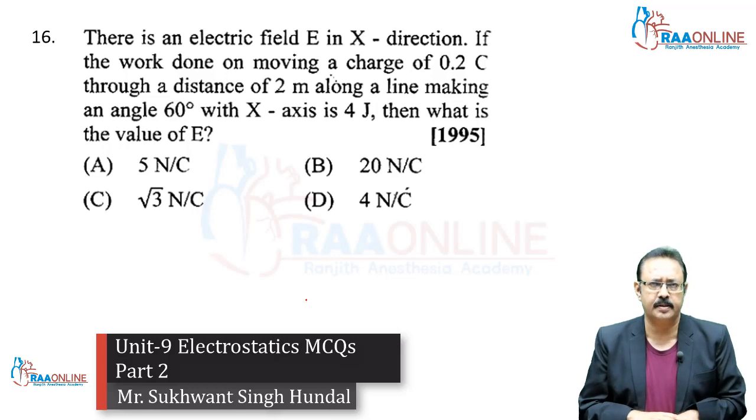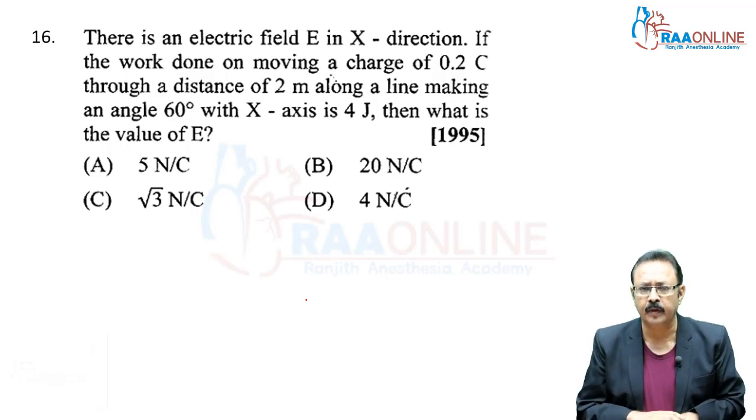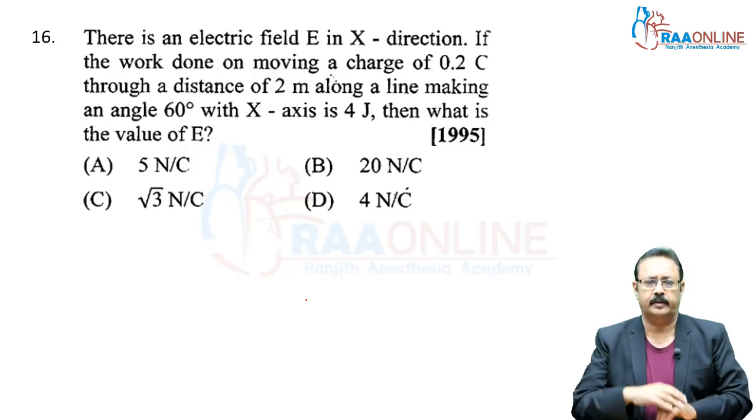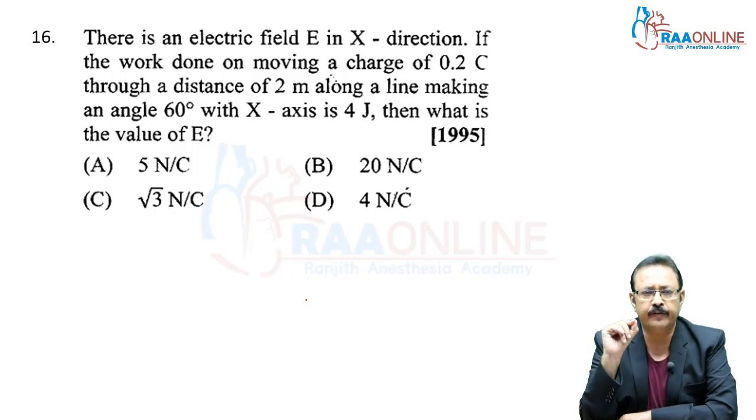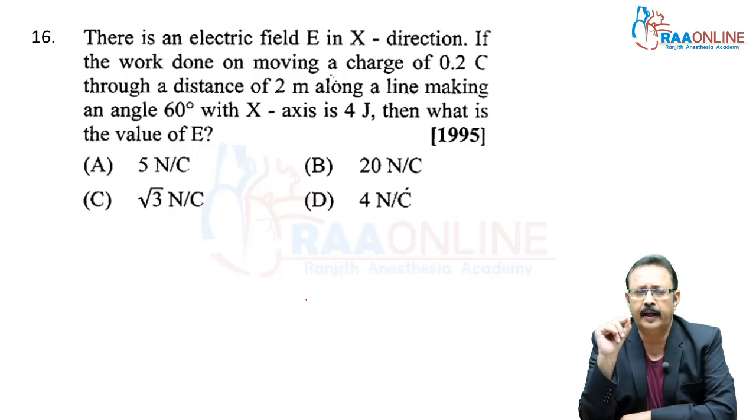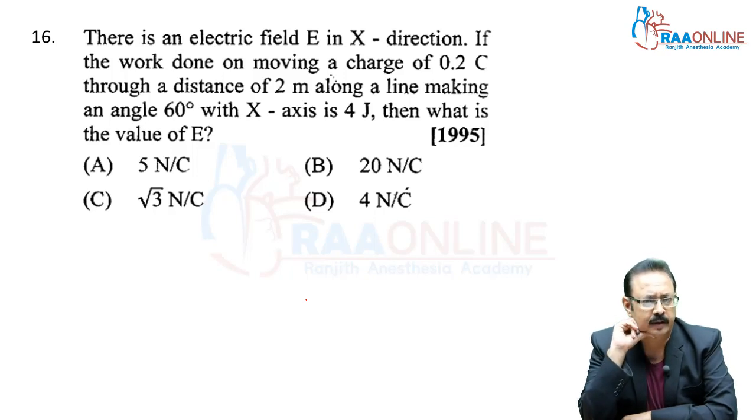Now we are going to discuss the 16th problem, which is from 1995 AIPMT. There is an electric field E in the x direction. If the work done on moving a charge of 0.2 coulomb through a distance of 2 meter along a line making an angle of 60 degree with the x-axis is 4 joule, then what is the value of E? So how to solve this?